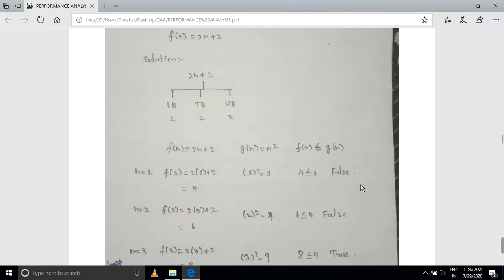Otherwise you go for the second level, and the second condition will also be false. If you go to the third level, the condition will be true, meaning 8 is less than or equal to 9. n equal to 1, n equal to 2, n equal to 3.